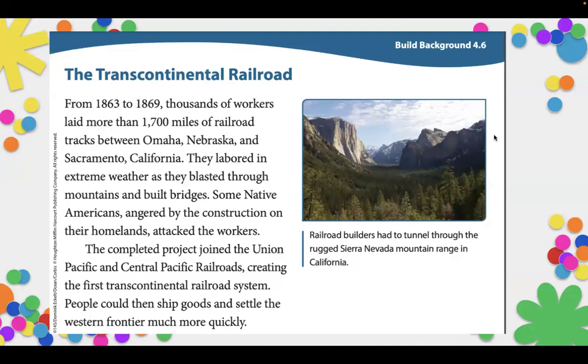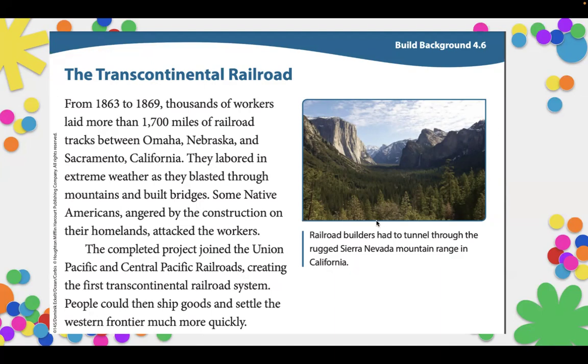The Transcontinental Railroad. From 1863 to 1869, thousands of workers laid more than 1,700 miles of railroad tracks between Omaha, Nebraska, and Sacramento, California. They labored in extreme weather as they blasted through mountains and built bridges. Some Native Americans, angered by the construction on their homelands, attacked the workers. The completed project joined the Union Pacific and the Central Pacific Railroads, creating the first transcontinental railroad system. People could then ship goods and settle the western frontier much more quickly.